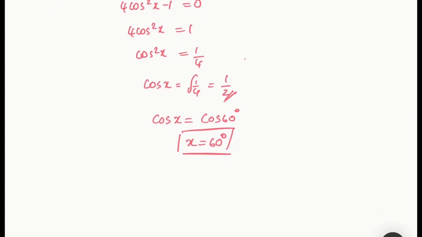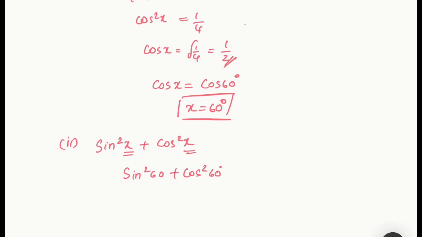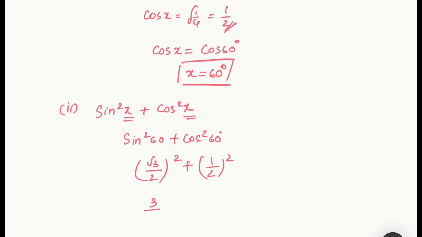Now they have given you the second sub question: find the value of sin square x plus cos square x. Substitute x as 60 in both the cases. So sin square 60 plus cos square 60. What is sin square 60? Root 3 by 2 whole square plus 1 by 2 whole square. That is 3 by 4 plus 1 by 4 equals to 4 by 4 equals to 1. So you get the answer as 1 here.